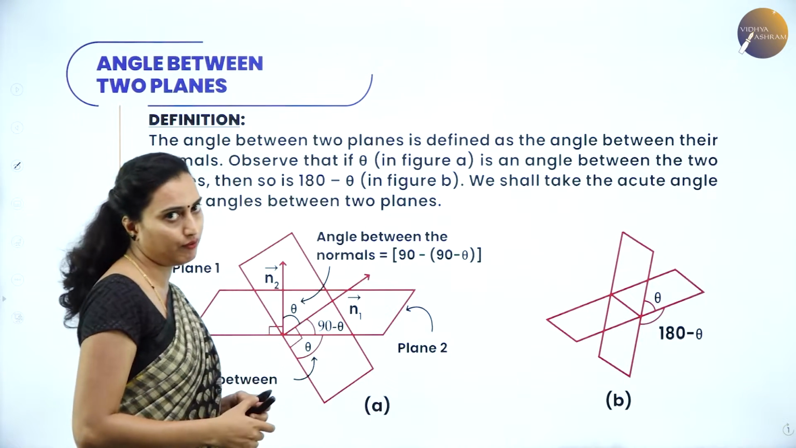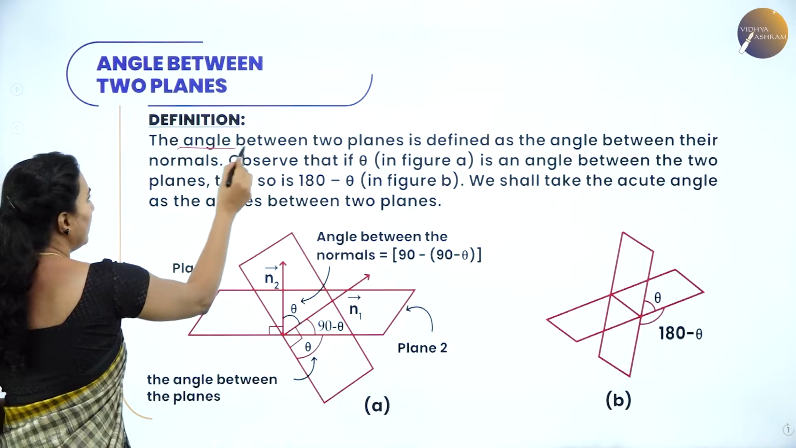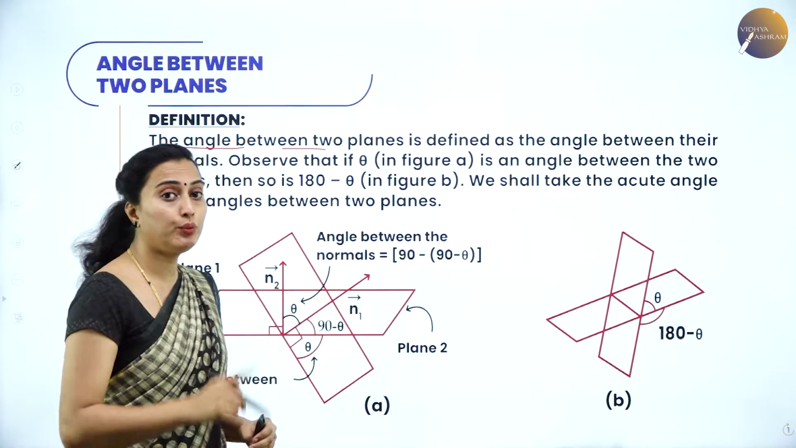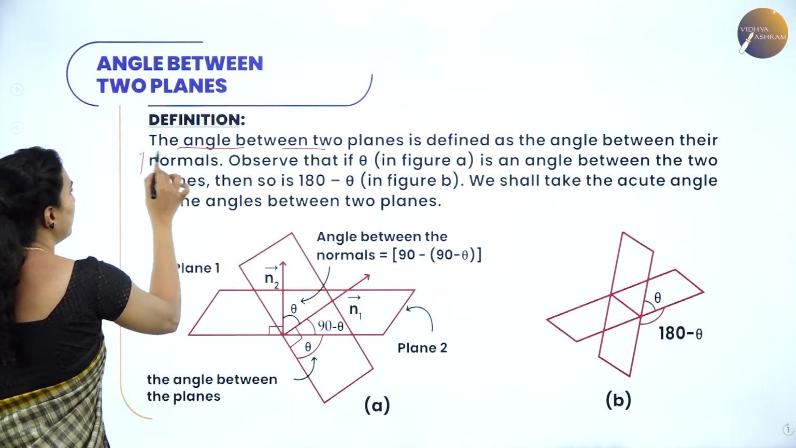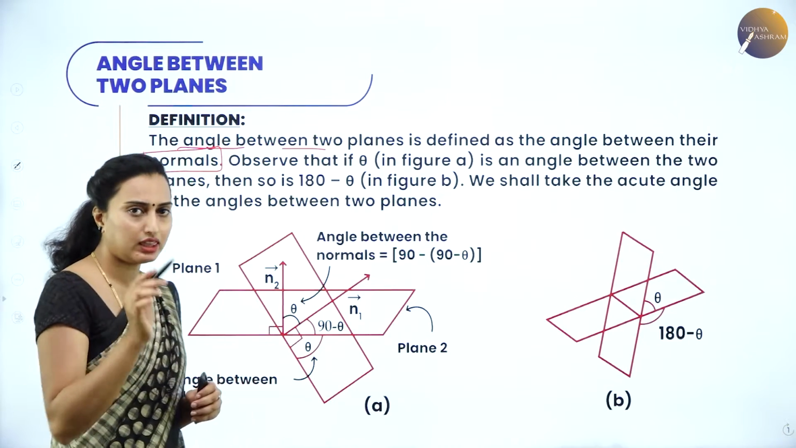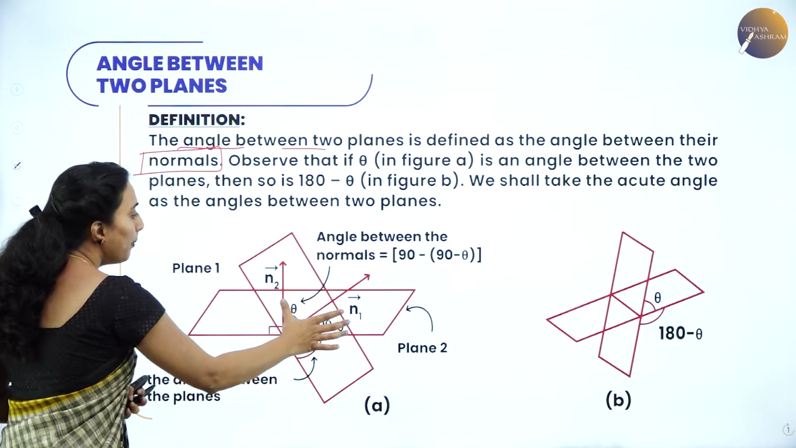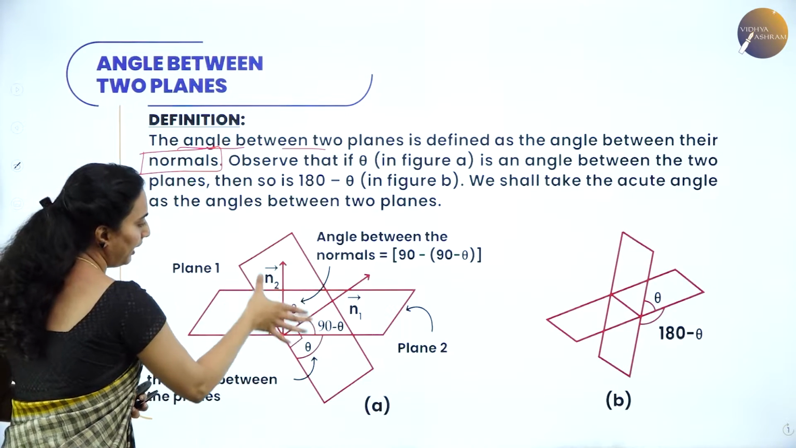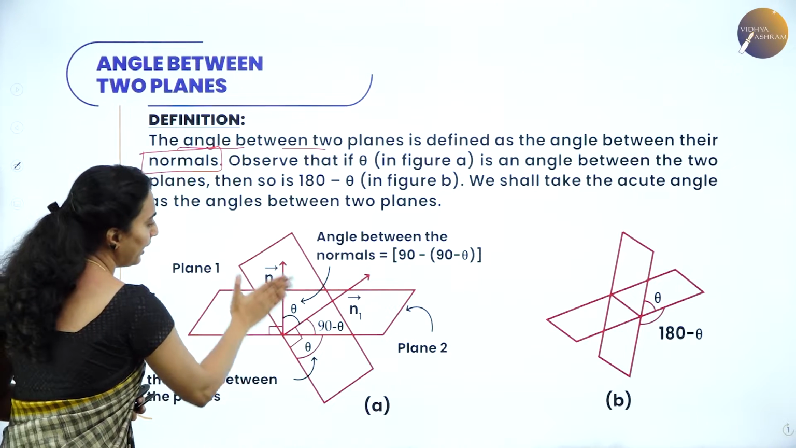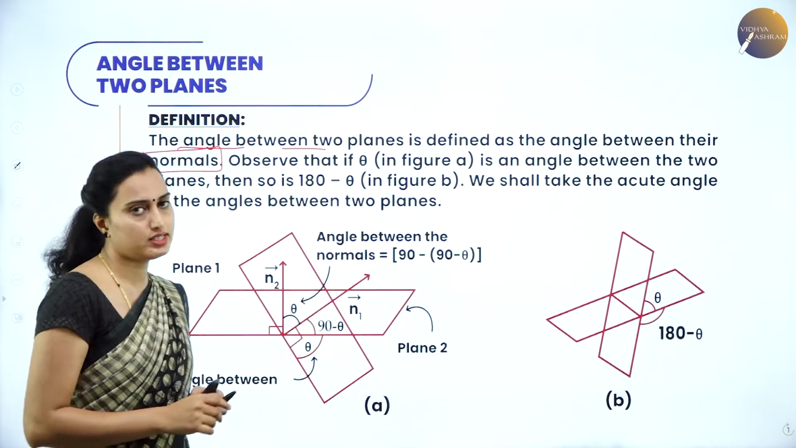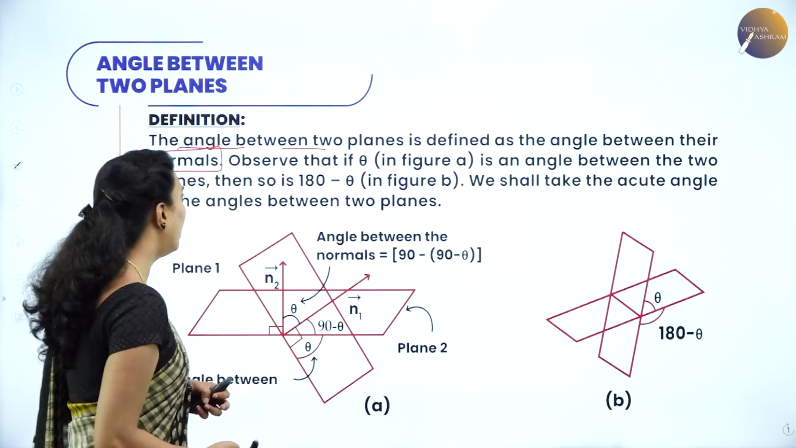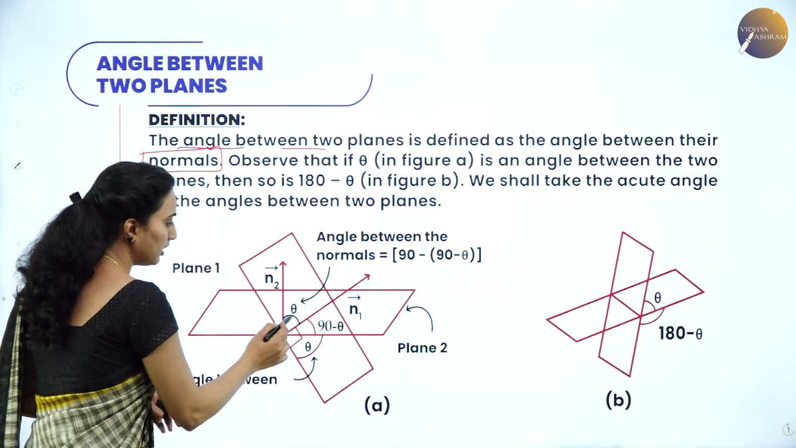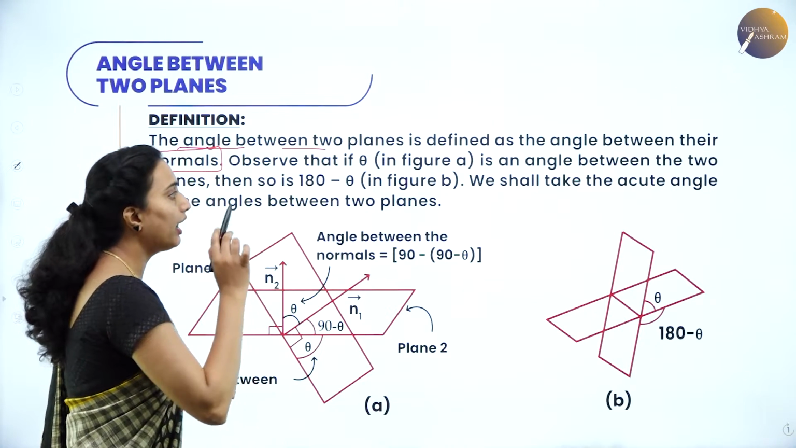Here, the definition I have given like this. The angle between the two planes is defined as the angle between their normals. So, plane 1 will be having n1 as a normal, and plane 2 will be having n2 as a normal. Understood?